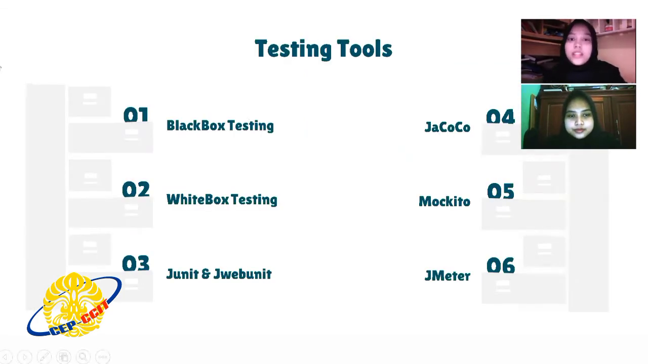Okay, so what testing tools do we use? The first is black box testing. It involves testing a system with no prior knowledge of its internal workings. The second is white box testing, defined as the testing of the software solution's internal structure, design, and coding. The third is JUnit and JWebUnit. JUnit is a unit testing framework for the Java programming language. Meanwhile, JWebUnit is for web applications.